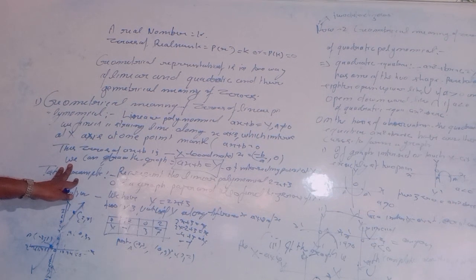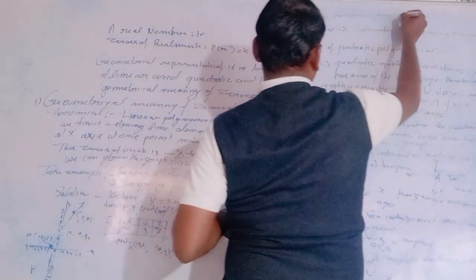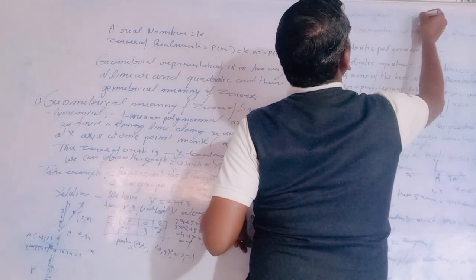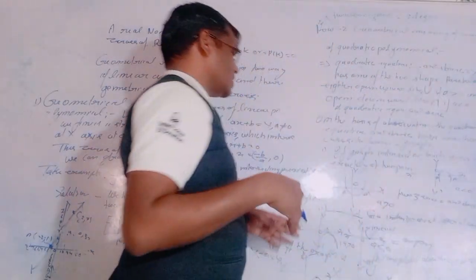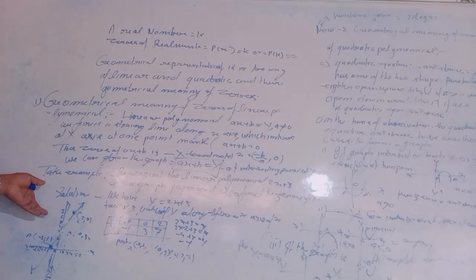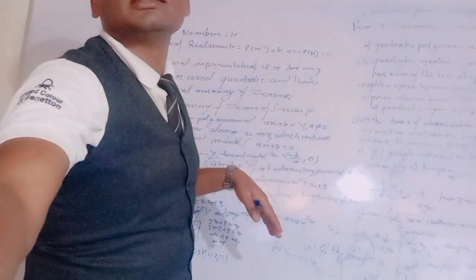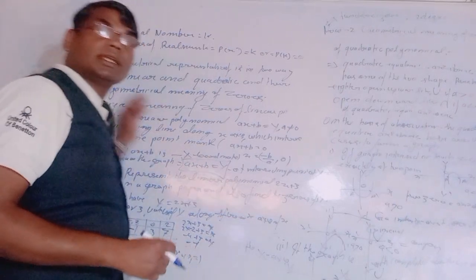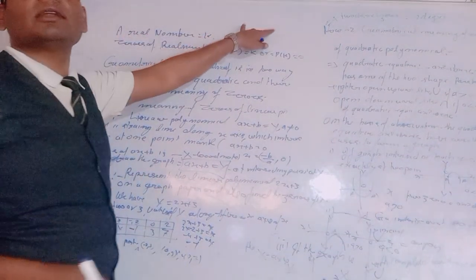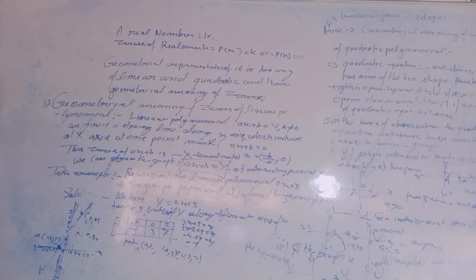So a polynomial of degree 2 has at most 2 zeros. The quadratic polynomial is always a polynomial of degree 2. Suppose a question is given here, and we will try to find out which of the following are graphs of quadratic polynomials.